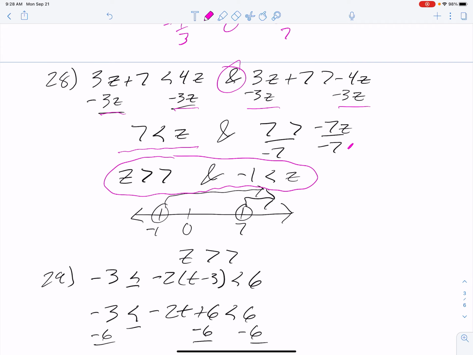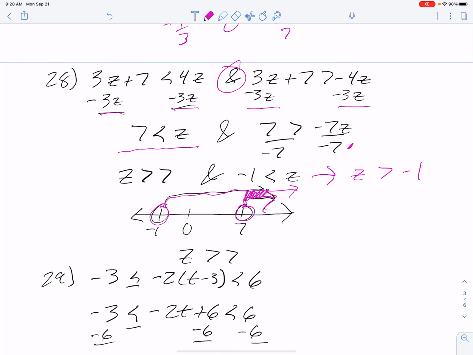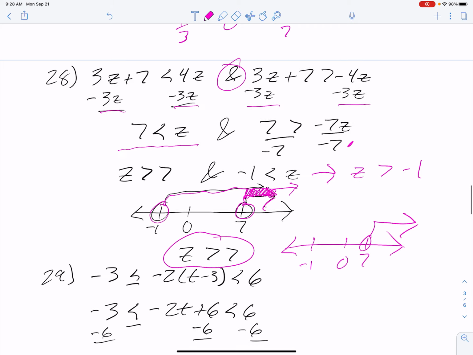As I go to sketch my graph, z is greater than 7. For some people, it's easier to see how to graph this if I rewrite it as z is greater than -1. And again, since this is an and statement, notice they don't start overlapping until we get to the 7. So my final answer, z is greater than 7, and our final graph would simply be an open circle at 7 and moving on to the right.